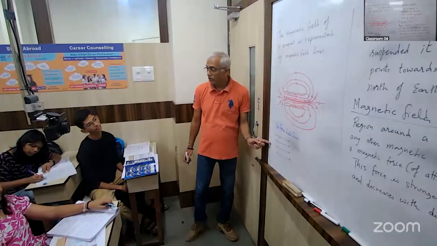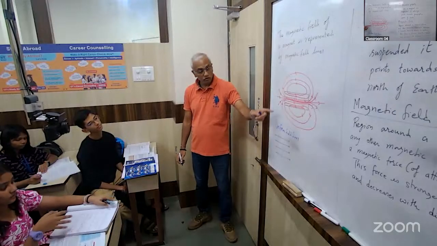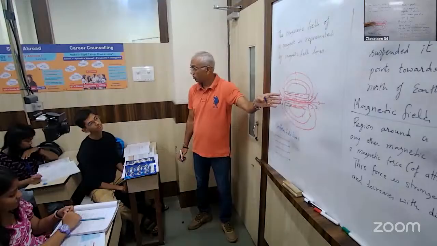What are uniform field lines? Parallel lines equidistant from each other. So these field lines are uniform actually. They're all equidistant.